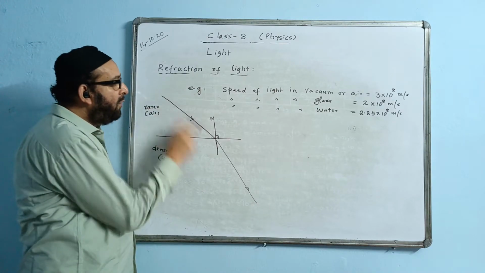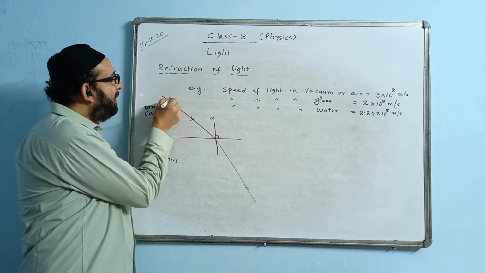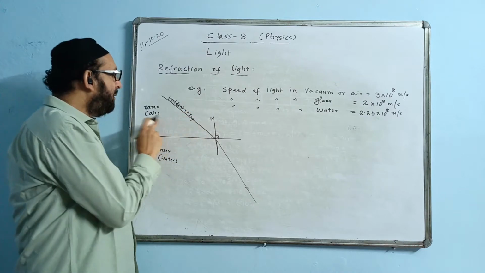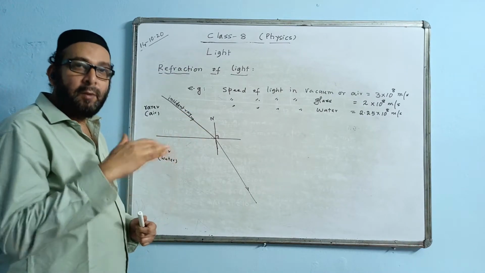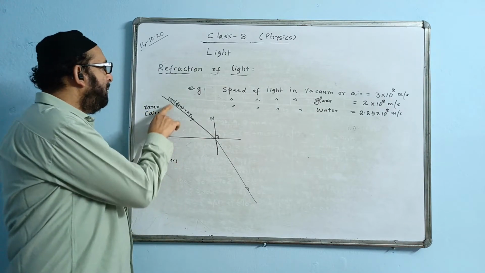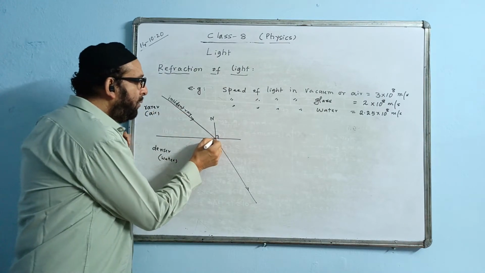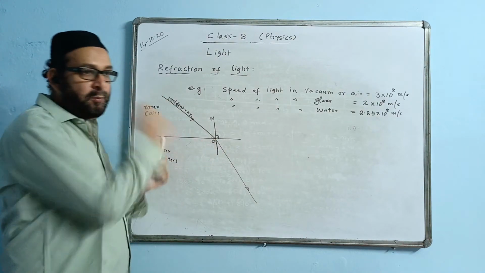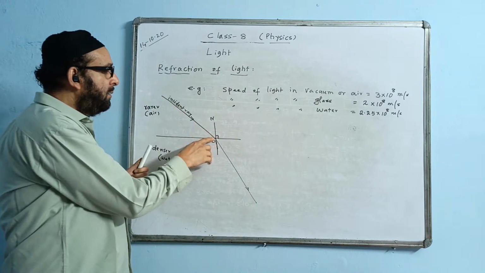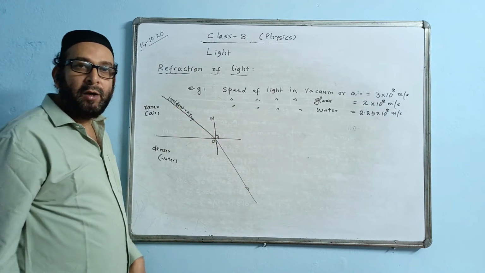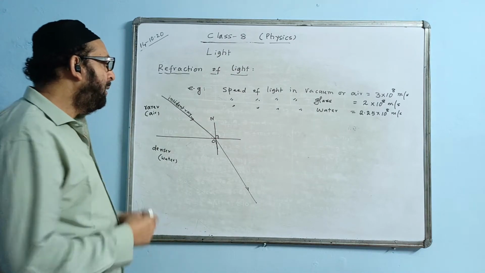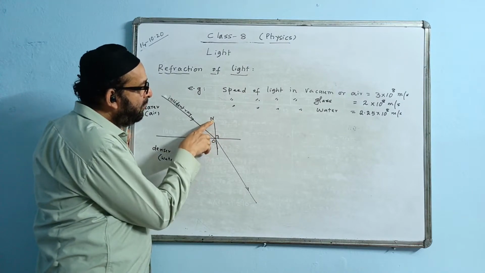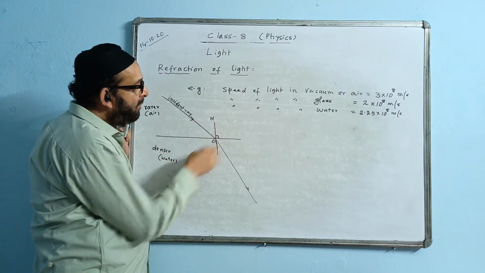The ray which is falling on the surface is called the incident ray. The ray falling on the surface or on the boundary is called the incident ray, and this point O is called the point of incidence. At this point the incident ray is falling. What is normal? Normal is drawn at the point of incidence. This normal is the perpendicular drawn on the surface.